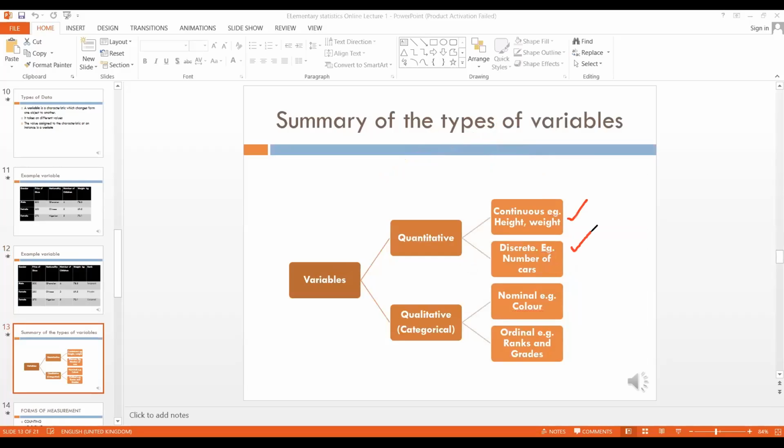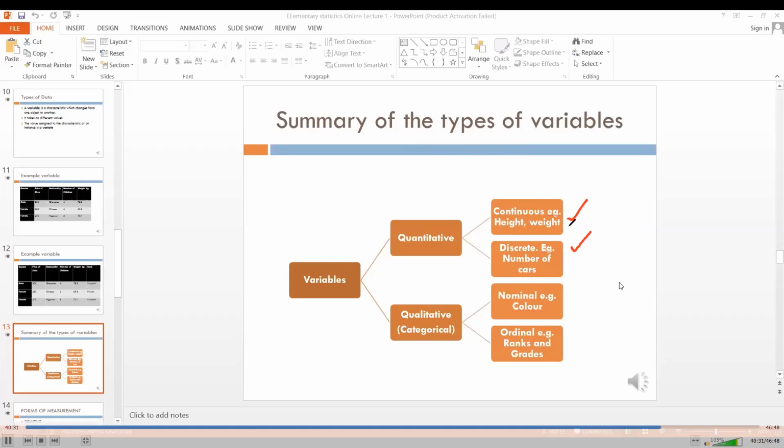So discrete, we have number of cars, number of children. Okay, good. Then when it comes to continuous, we're looking at heights, we're looking at weights. Okay, there are more. But the key thing you have to know is continuous quantitative variables are measured, whilst discrete quantitative variables are counted. Good.